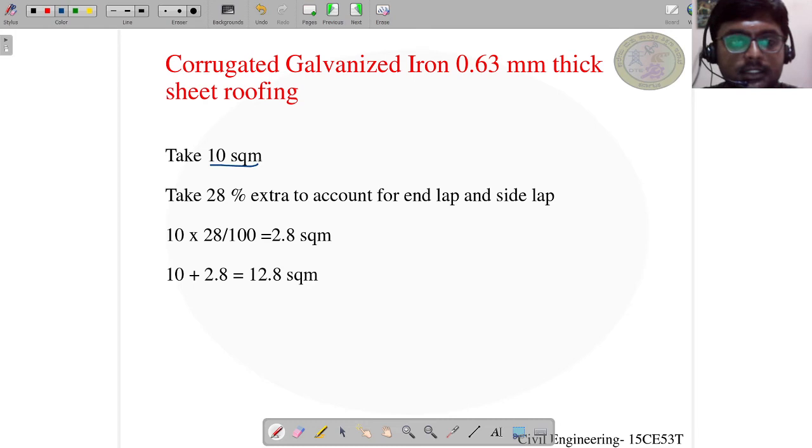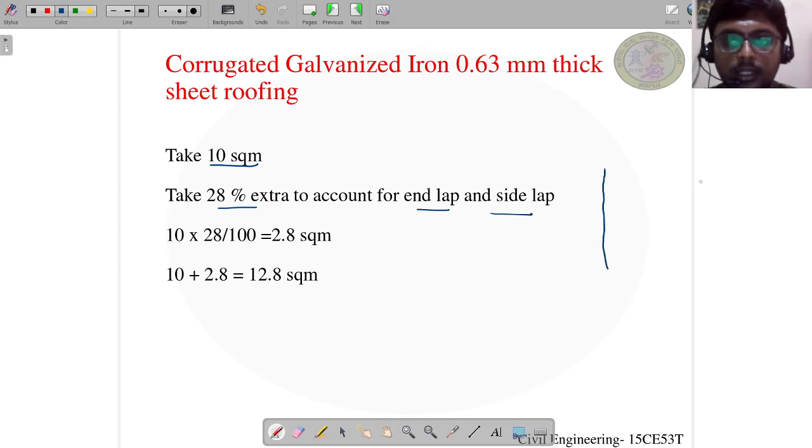So I'm again stressing this point. So we take this quantity because we know to carry out 10 square meter of galvanized iron sheet work, we need how many laborers based on experience. So let us take 10 square meter here and let us take 28% extra to account for end lap and side lap. So what is end lap and side lap?